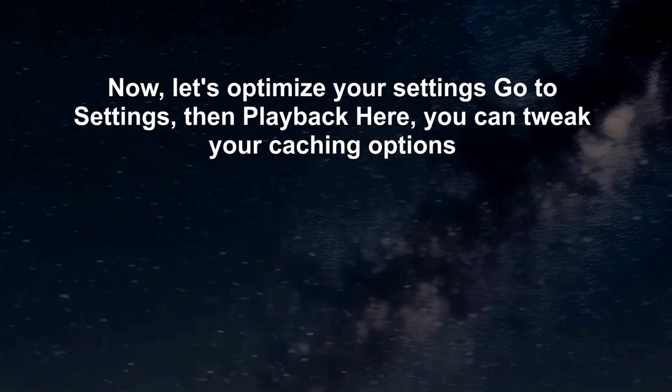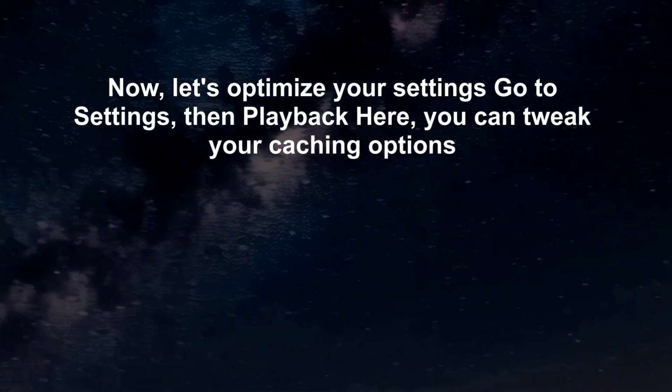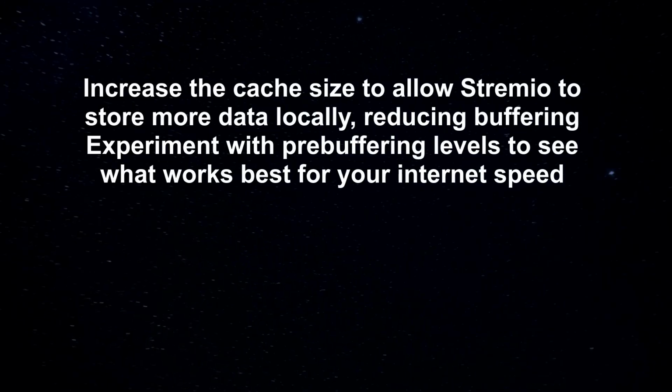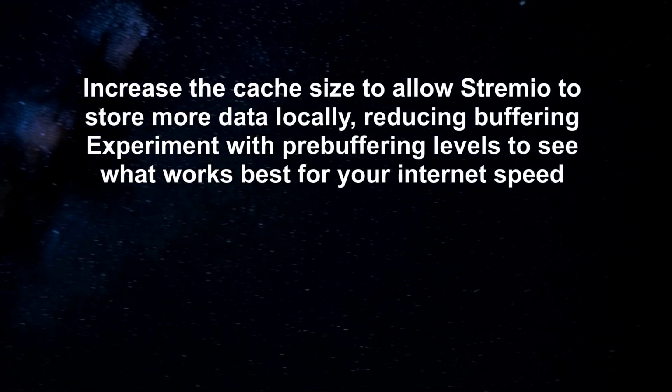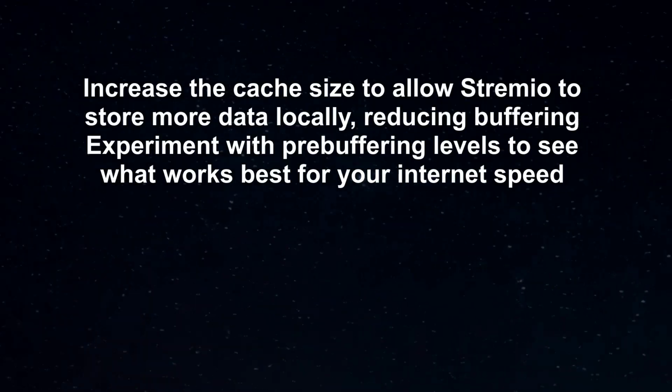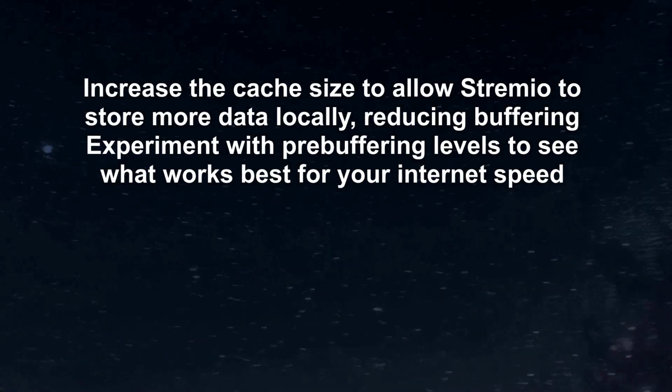Now, let's optimize your settings. Go to Settings, then Playback. Here, you can tweak your caching options. Increase the cache size to allow Stremio to store more data locally, reducing buffering. Experiment with pre-buffering levels to see what works best for your internet speed.